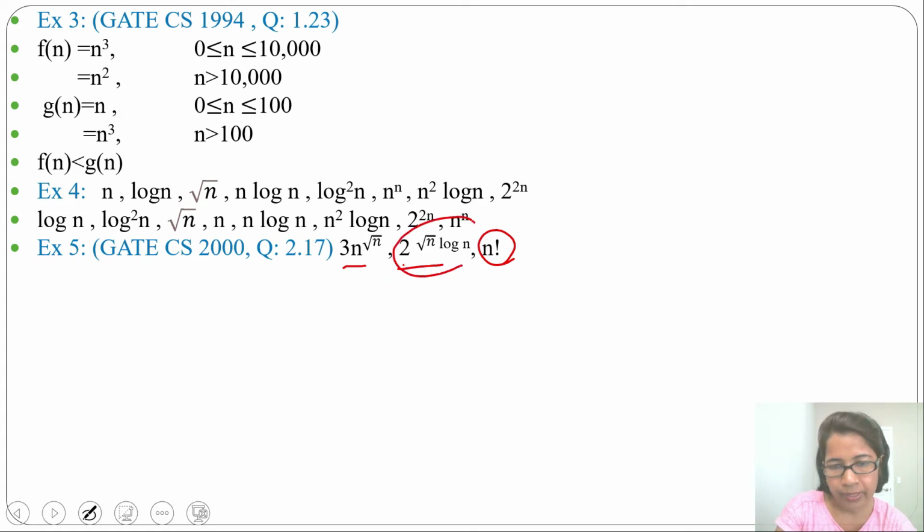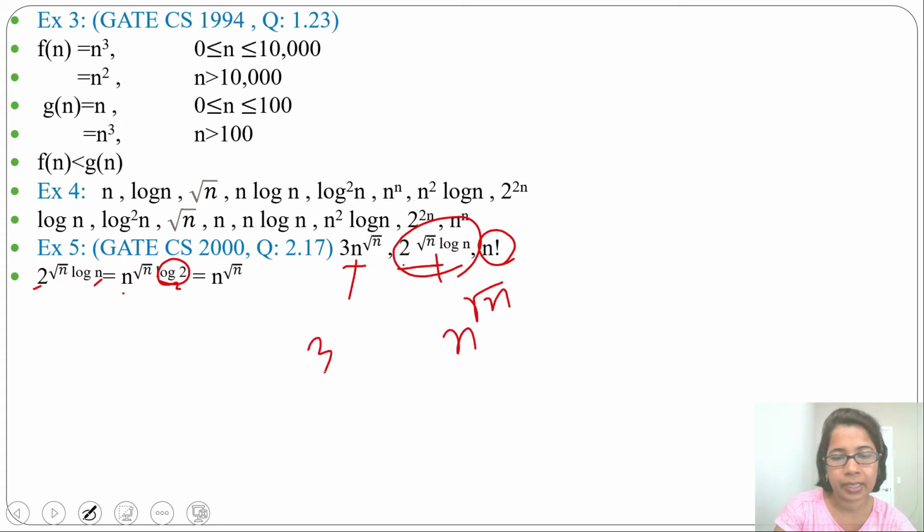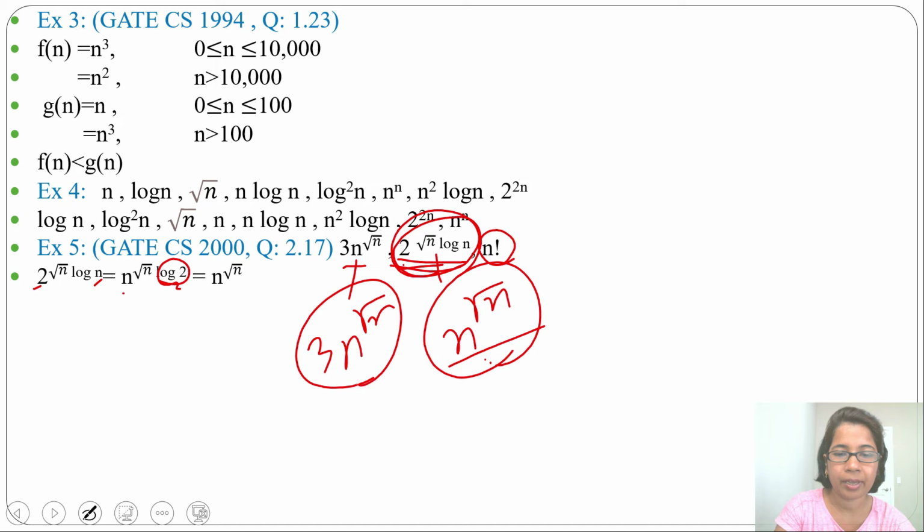let's first simplify this, 2^(root n log n). You can swap these two, 2 and n. Now it is n^(root n log 2). Log 2 base 2 value is 1. So n^(root n). So from this we got n^(root n), and here it is 3n^(root n). After simplification of the exponential, we are getting n^(root n). Now of these two functions, n^(root n) and 3n^(root n), this one has the lower order of growth and this one has the higher order of growth.